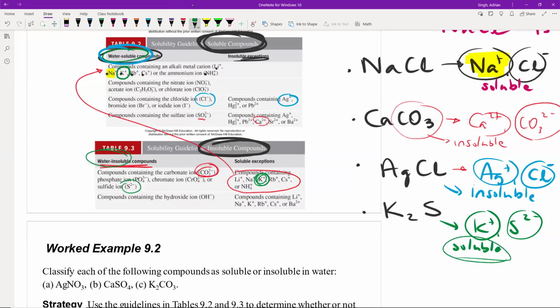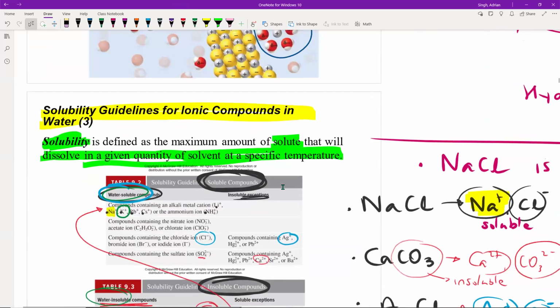So that's the way you want to determine the solubility of your ionic compounds using the solubility tables.